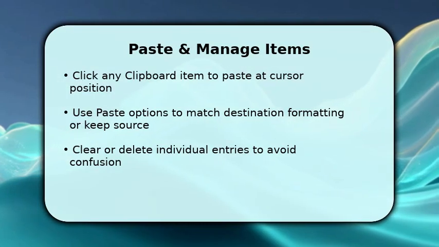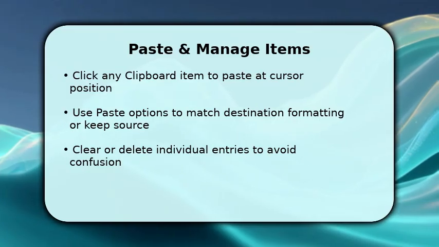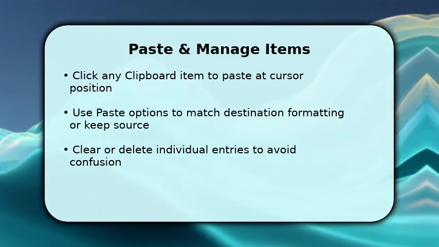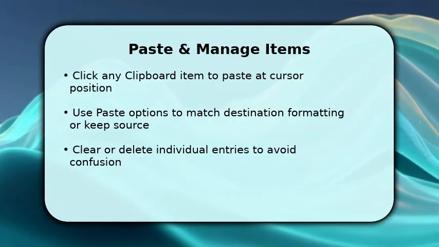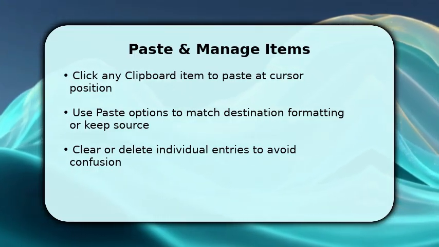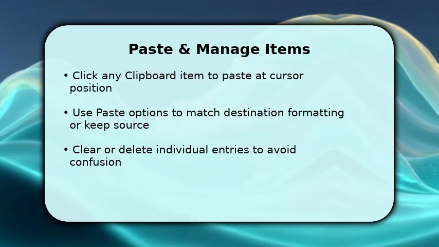Now you'll paste and manage items. Place the cursor where you want content and click the desired clipboard entry to paste. Do this instead of repeated Ctrl+V to choose specific entries. Use the Paste Options icon to keep source formatting or match destination. This matters for styles and spacing.